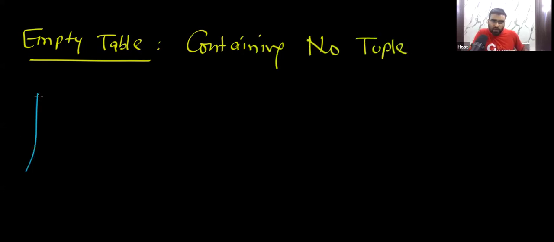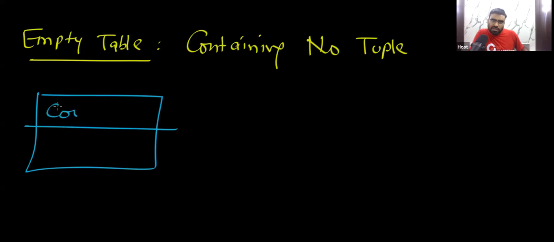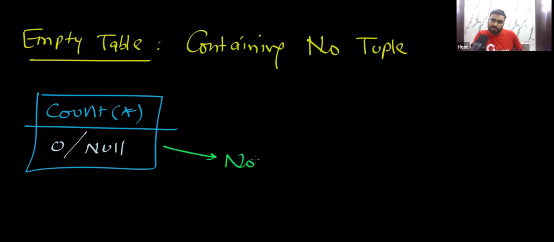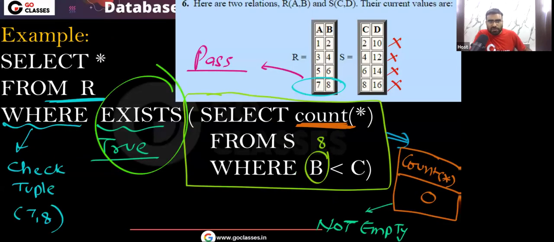Okay, but remember, look at this table, count star, and if I write here for example 0 or null, whatever, it simply means this table is not empty. There is one tuple with value 0 or one tuple with value null, so this is not empty. Is this clear? So remember, this exists will become true, so this last tuple will also pass.